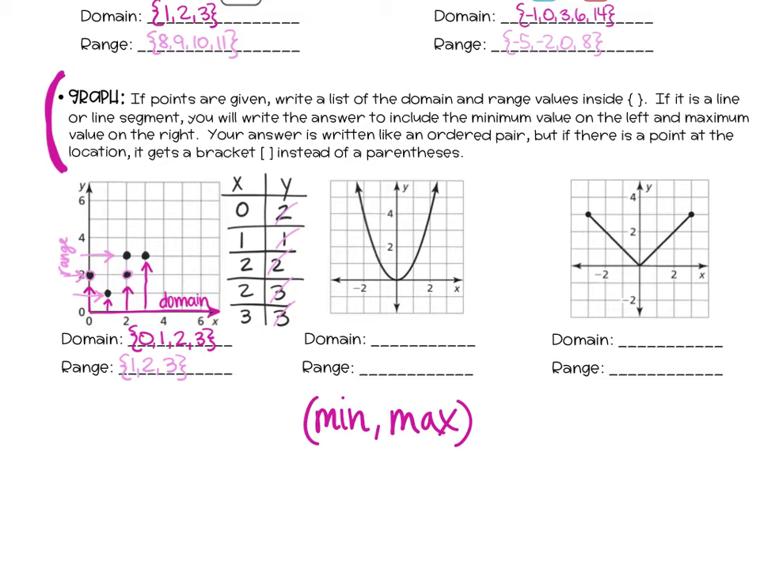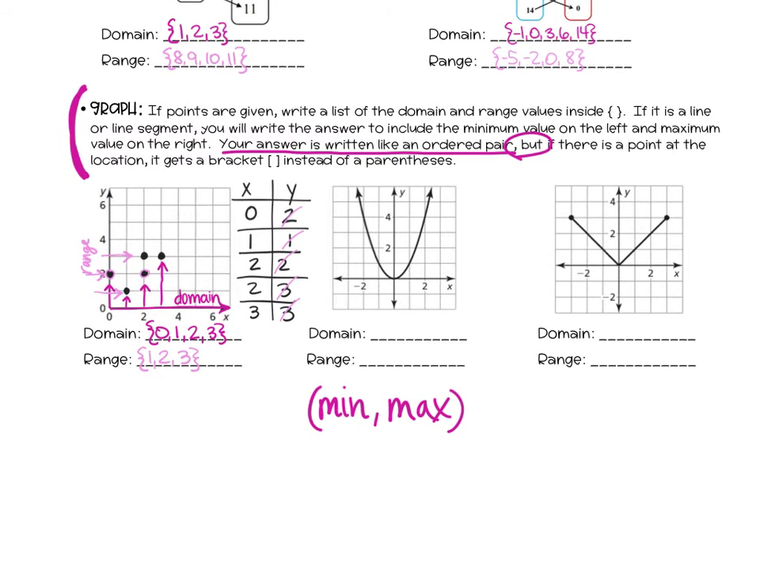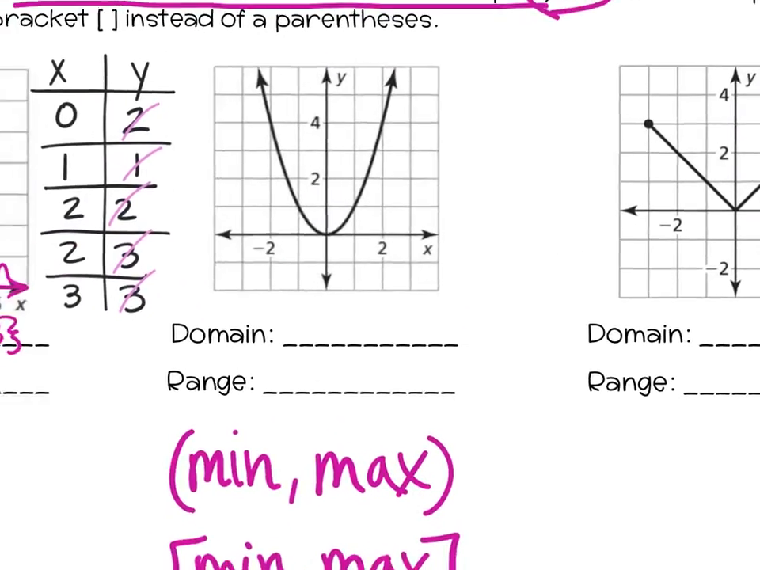All right. So your answer is written like an ordered pair, but if there is a point at the location, it gets a bracket. So it could be like this instead of a parenthesis. And you could have one side of your ordered pair be a bracket with your minimum and the other side maybe has an arrow going, so you get a parenthesis. All right, and this, like I said, is a little bit tricky, so let's look.